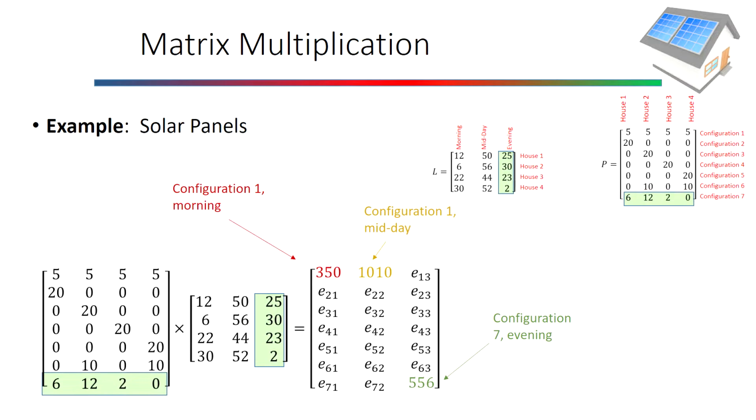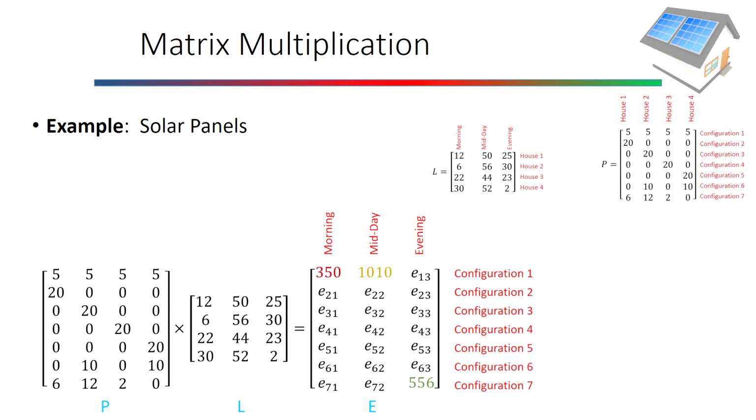So now let's generalize for a moment. We don't need to work through every element of this matrix to see that the different columns correspond to the morning, midday, and evening, while the different rows correspond to our different configurations of solar panels on the houses. If you just for a second compare the labels on matrix E to the labels on matrices P and L, you'll note that the rows of our new matrix E correspond to the rows of P, which was the first matrix that we are multiplying. Similarly, the columns of the new matrix E correspond to the columns of the second matrix L.